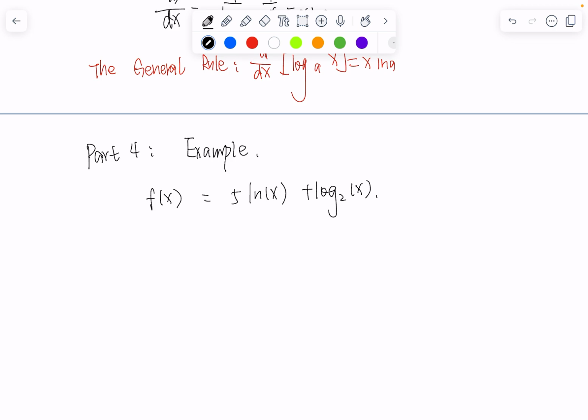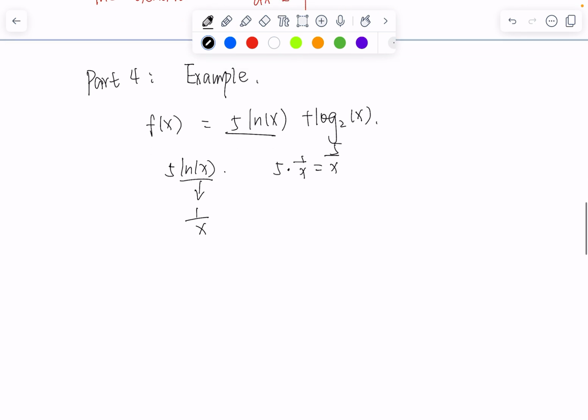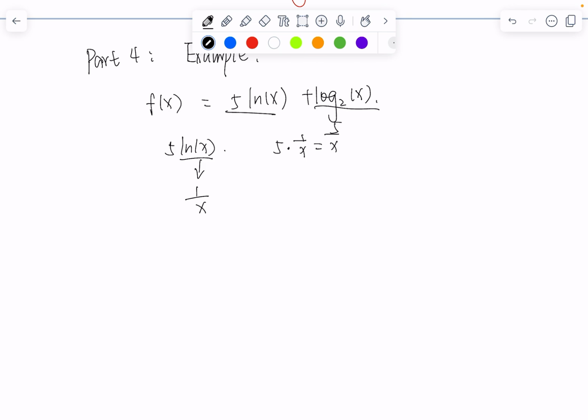The first term, this term. The 5 is a constant multiple, so it stays. The derivative of ln x is 1 over x. So the derivative of the first term is this one. The second term, here, the base is 2.